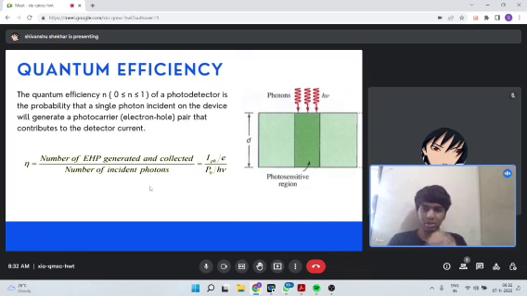It is the ratio of the number of electron-hole pairs generated to the number of photons. The number of electron-hole pairs generated can be seen in the form of current divided by the electron charge, whereas the incident photons can be seen as the optical power divided by the energy of an individual photon, which is h nu. That is how we measure quantum efficiency: how many electron-hole pairs are induced with respect to the number of incident photons.